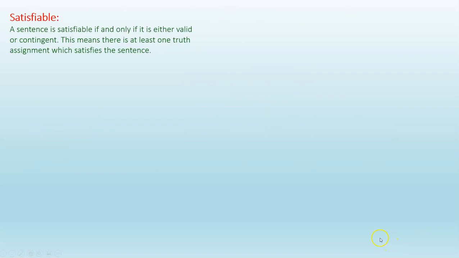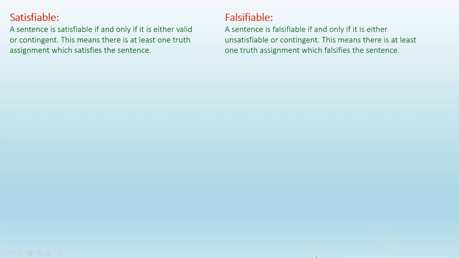Okay, so let's talk about satisfiable and falsifiable sentences. A sentence is satisfiable if and only if it's either valid or contingent. What that means is there's at least one truth assignment that satisfies the sentence. A sentence is falsifiable if and only if it's either unsatisfiable or contingent. And that means there's at least one truth assignment that falsifies the sentence.